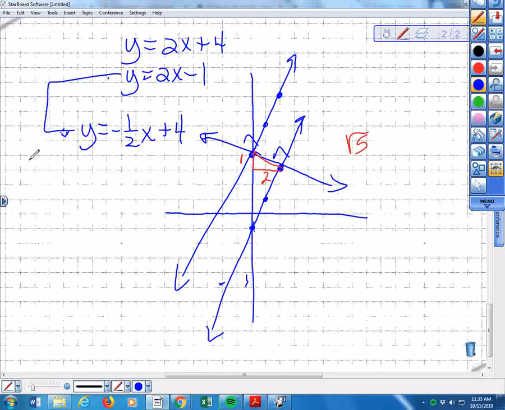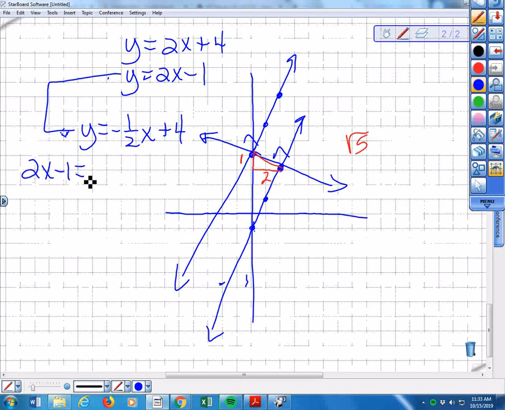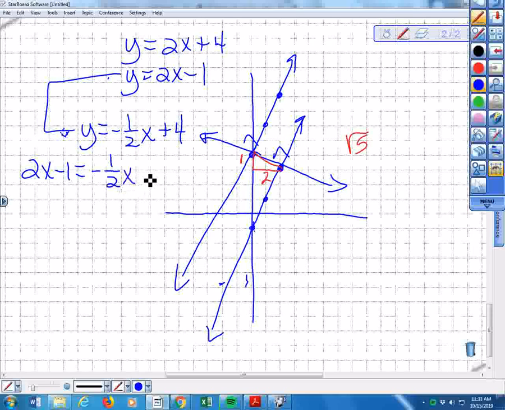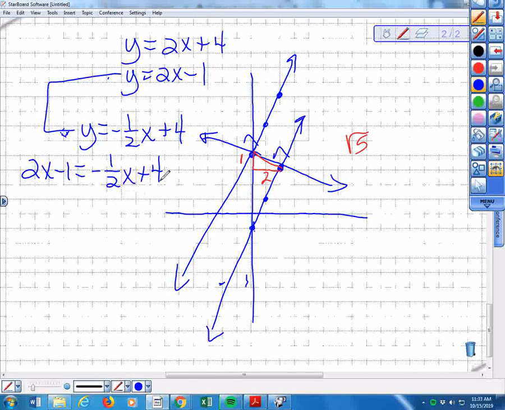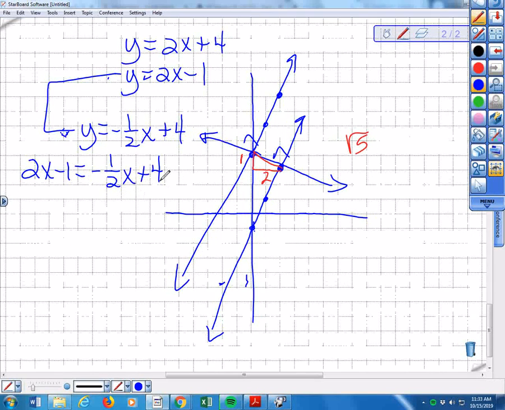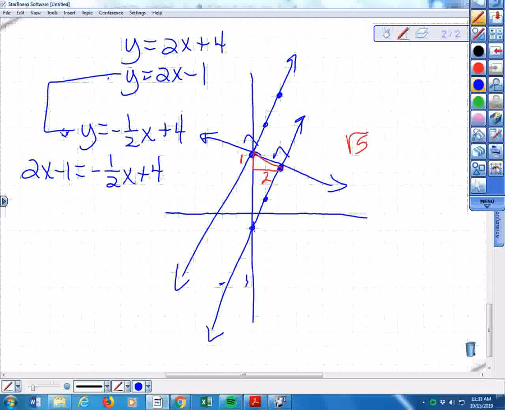Okay? So I'm going to say 2x minus 1 is -1/2x plus 4. I have to be careful and pick the right line because I'm trying to find this point of intersection. So I have to use those two lines that are represented by that equation. What I would probably do here, because I love fractions, but you probably don't. Just kidding, I don't like them either.